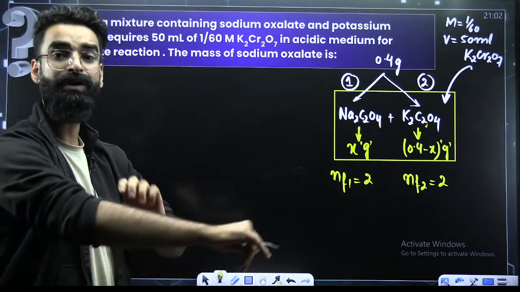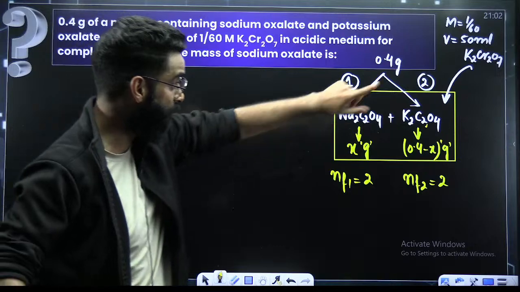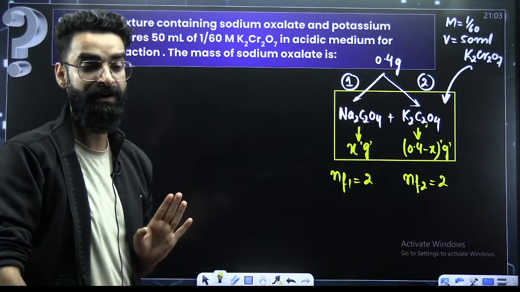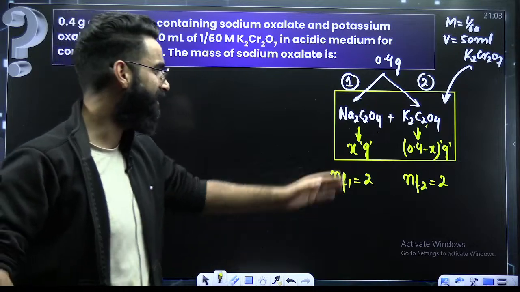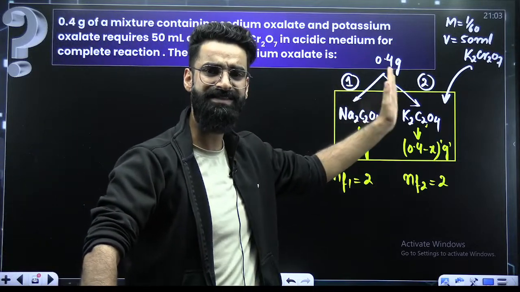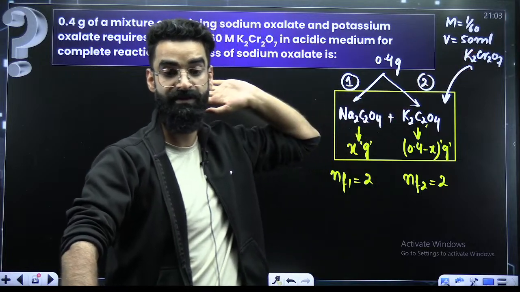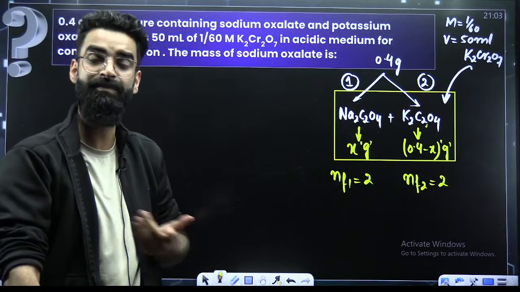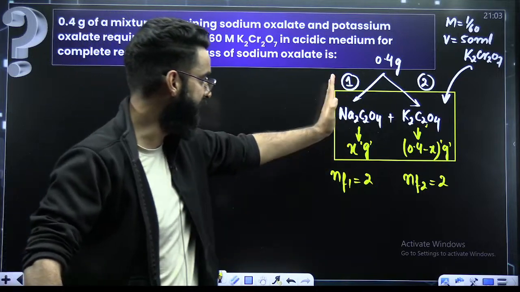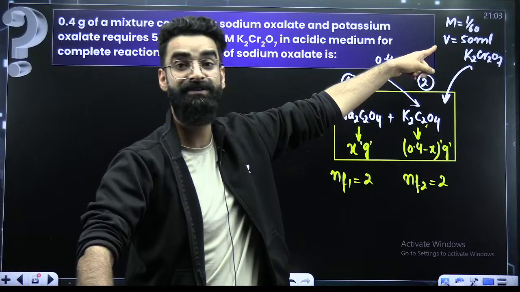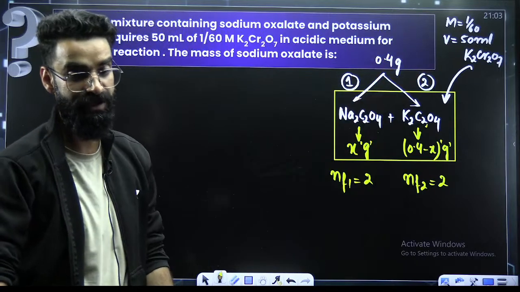Okay. So what is the concept which I'll be using here? If K2Cr2O7 which you're adding is reacting with both, if you use the equivalent concept here, you can say gram equivalence of this reacted plus gram equivalence of this reacted should be equal to gram equivalence of K2Cr2O7 reacted, right? Or you can write the statement in terms of milli equivalence. Milli equivalence of this reacted plus milli equivalence of this reacted has to be equal to milli equivalence of that one reacted. Now, which statement should I use?